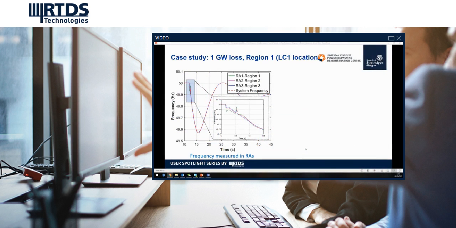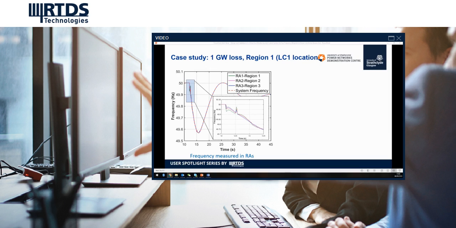So let's have a look at the measurements from the 3 regional aggregators at the 3 different locations of the system. The green one is where the event happens in region 1. The blue one is further away in the system. You can see the frequency variation.